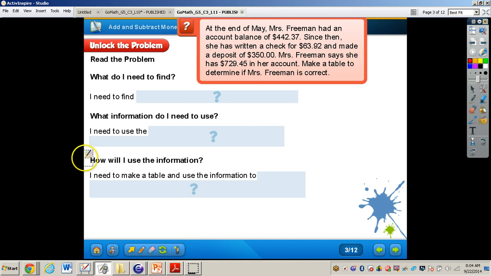So, first of all, what do we need to find? We can see that what we need to find is if Mrs. Freeman's checkbook balance is correct. So I want you to write that on page 147 on what I need to find. It's always important to understand what you need to find first. Without knowing what you need to find, you're not going to be able to solve the problem.